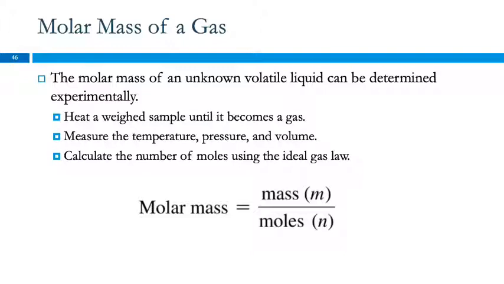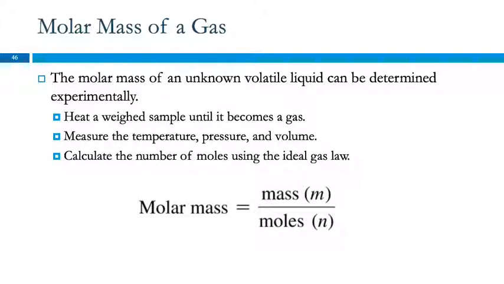For a volatile liquid, and volatile means that it evaporates easily, we can take a sample of that liquid and heat it so that it becomes a gas and fills the container that it's in. So then we know the volume, and we can measure the pressure and the temperature when it's the gas, and then we cool it down so that it condenses back into a liquid, and then we can weigh it.